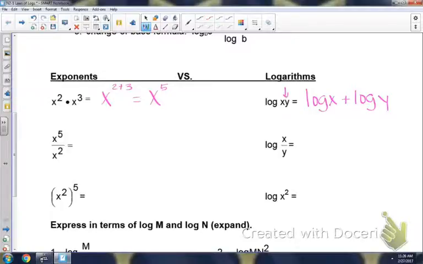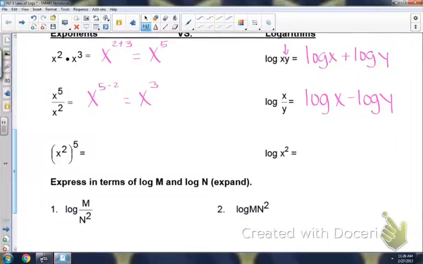On this next one, we're dividing, so we subtract the exponents, which will be x cubed. On the next one, we're dividing, so we can subtract the logs. We'll do log of the numerator, so x, minus log of the denominator, which is y.